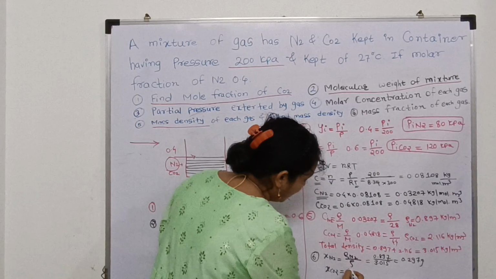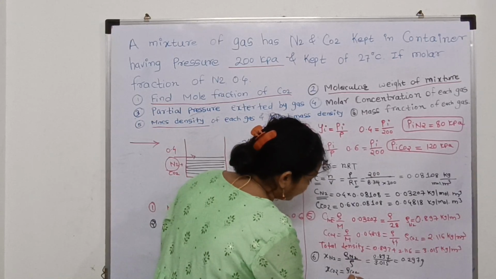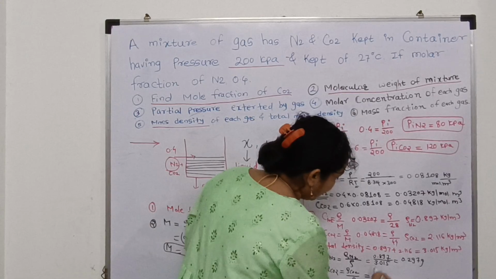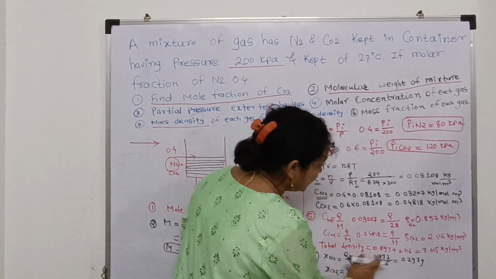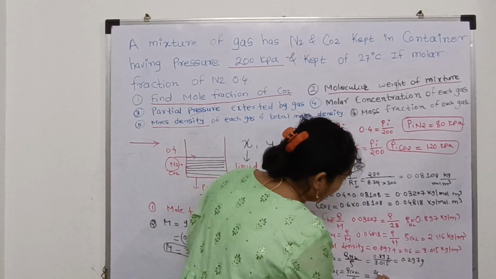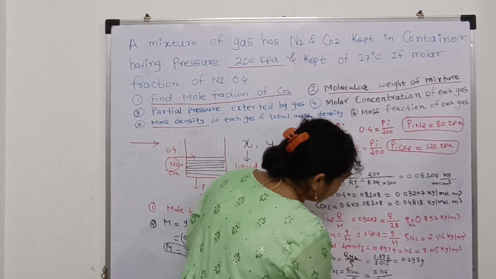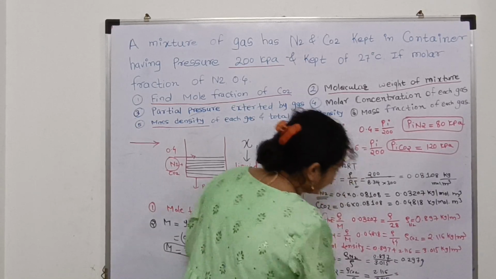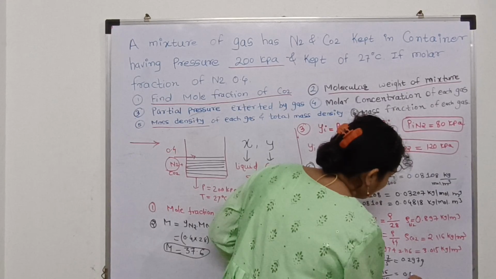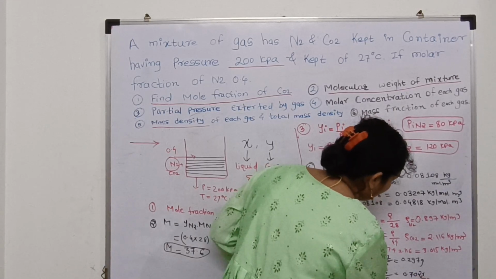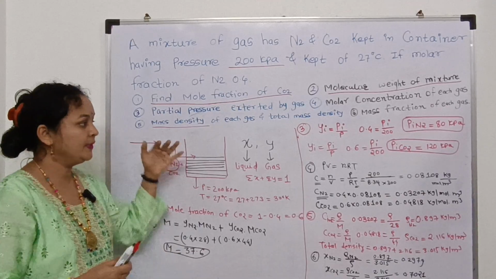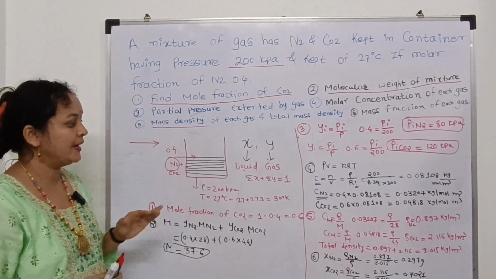And in the same manner, you are supposed to calculate the mass fraction of the CO2. So it becomes the density of the CO2, which is calculated as 2.116, divided by the total density 3.015, right? It becomes 0.7021, right? So this is the complete solution of this particular numerical.